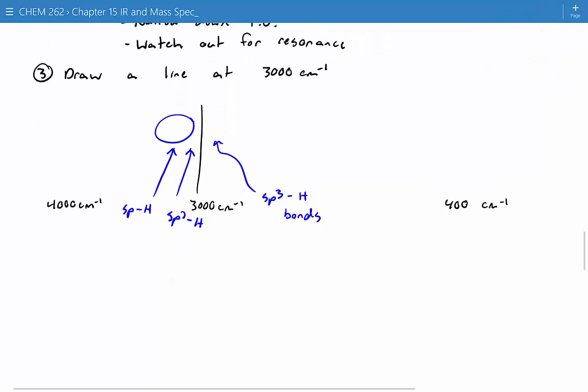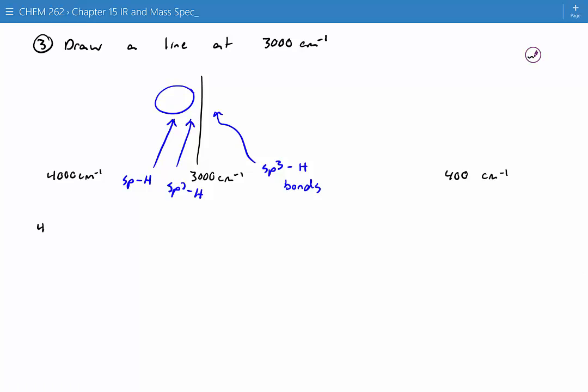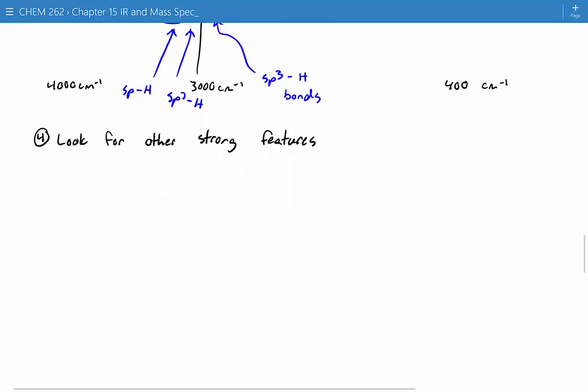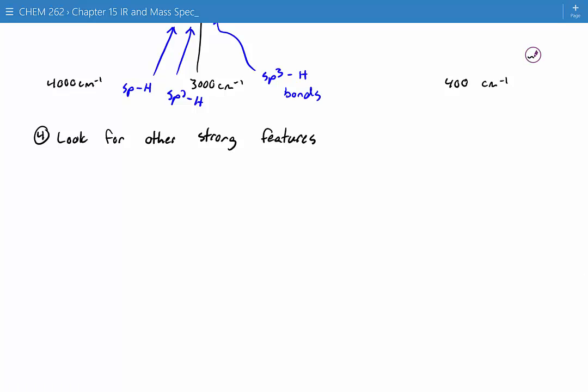The very last thing that I look at is you just want to look for other strong features. Oftentimes with things like esters and other functional groups that have a carbon-oxygen single bond, those stick out really well. The one thing I will caution you to do is to ignore anything below 1,000.